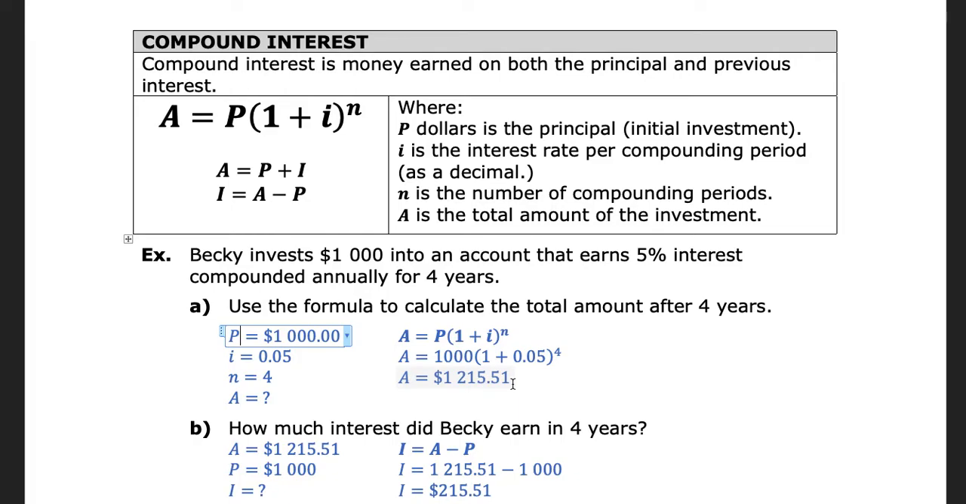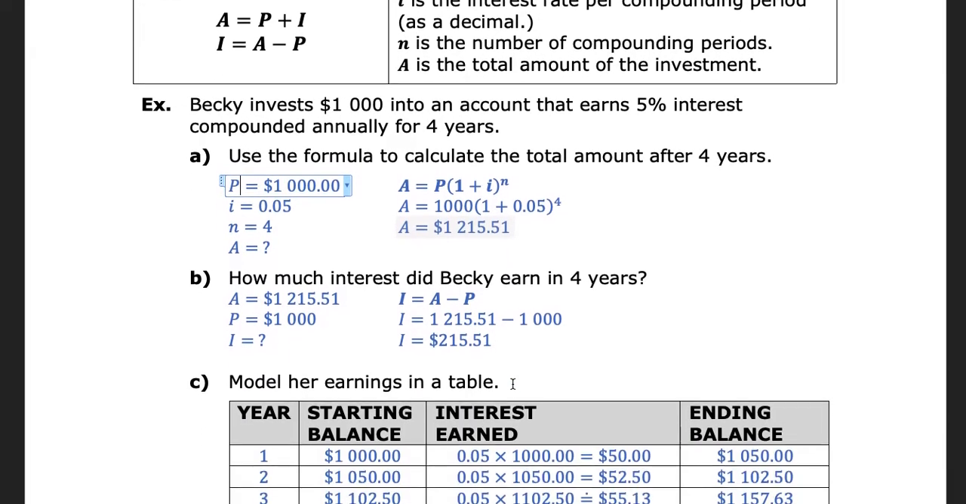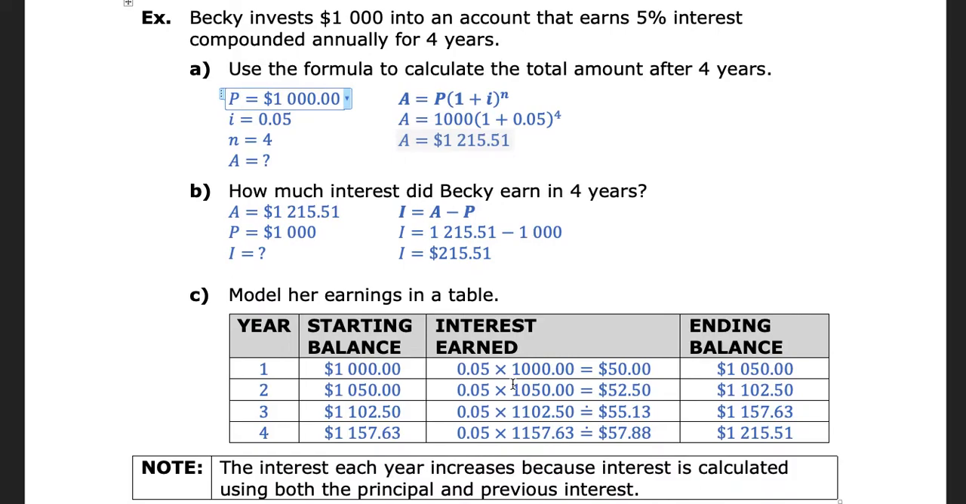So the additional earnings come from interest. A way to formally write that calculation is, well, we have our amount, we have our principal, and we've solved for I using our amount formula, A minus P. So that difference from what we started at, the principal and the amount, is $215.51. That is the interest that has been earned throughout the duration of this investment.